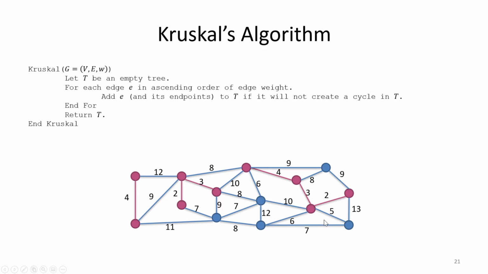Okay. A 5 doesn't create a cycle. Some 6s. This one next, yeah. 7s. Oh, this 7 creates a cycle, so we don't add that one. But we've got a 7 over here. Now, this 7 added us into this tree. And adding this 7 is also okay, it won't create a cycle. Okay, but this 7 I'm going to skip over.